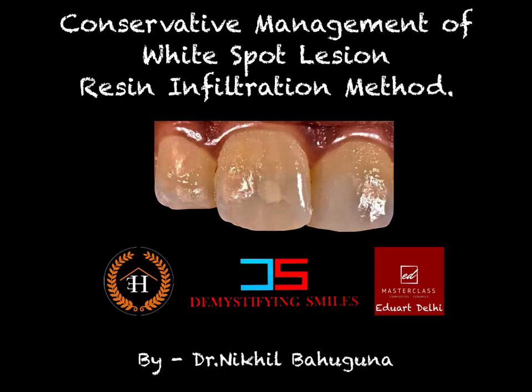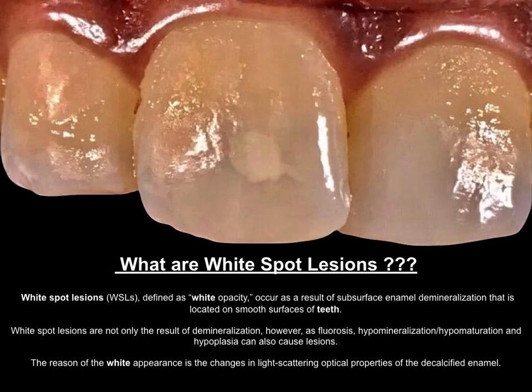Today's effort is to discuss a conservative management of white spot lesion by resin infiltration. Well, before we start how to manage it, let us have a look at what these white spot lesions are. These white opaque lesions on the tooth are as a result of subsurface enamel demineralization, which is located on the smooth surfaces of teeth. They are not only a result of demineralization but also of fluorosis, hypomineralization, hypomaturation, and hypoplasia.